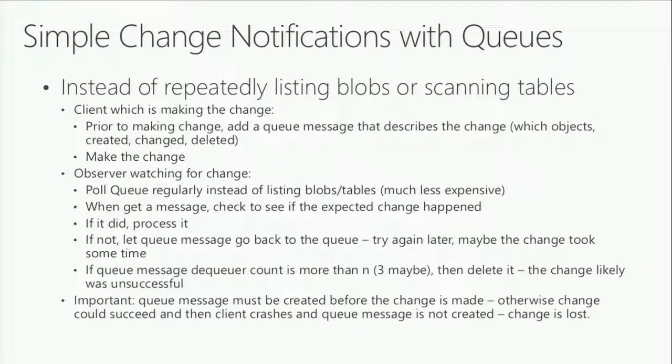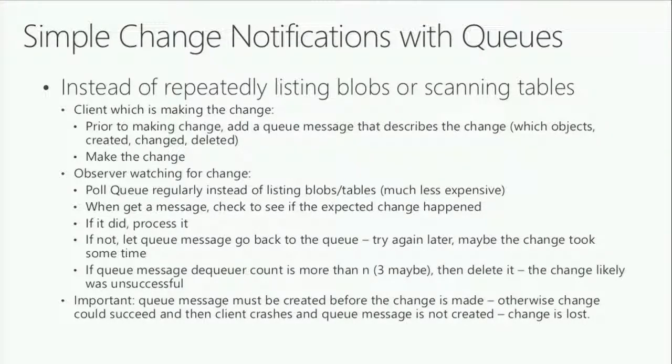So instead of doing that, you can see a process here for implementing a very simple change notification pattern. So basically you have the client making the change. Prior to making that change, put a queue message in one of your queues that describes that change. What object, what changed, was it deleted, was it created, and specifies that. Then the client making the change makes the change. So it does the queue message first so that we make sure that the client didn't crash right after making the change. We want to make sure that the change was captured.